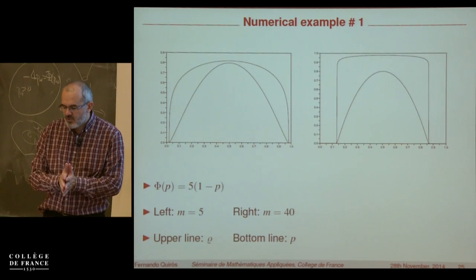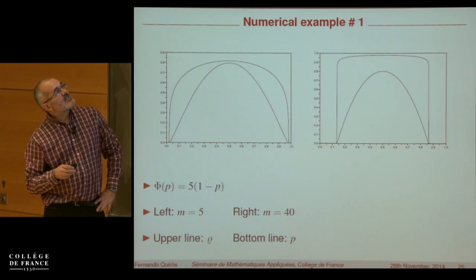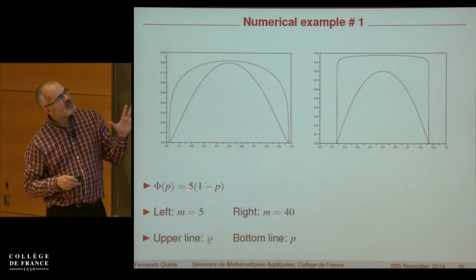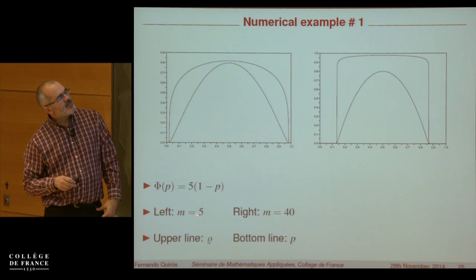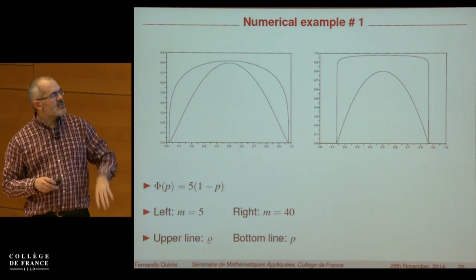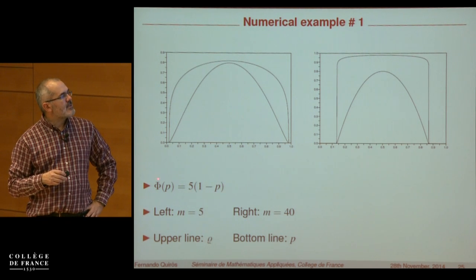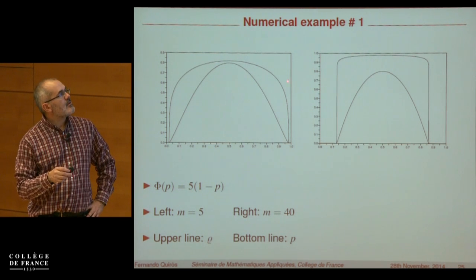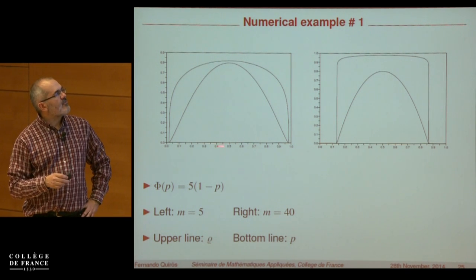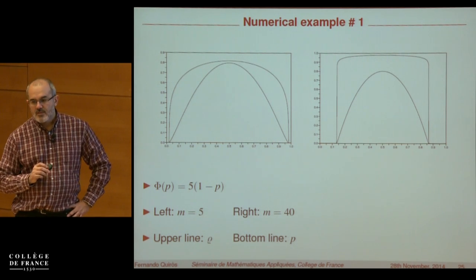So let me show some numerical examples. In this first example, we put a specific nonlinearity here, 5 times 1 minus p. On the left, we are drawing at a certain large, fixed time both the density, which is drawn here, and the pressure, which is drawn here. This is done for m equal to 5, and here it is drawn for m equal to 40.